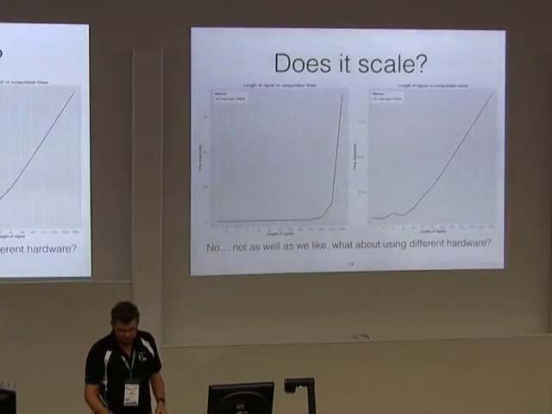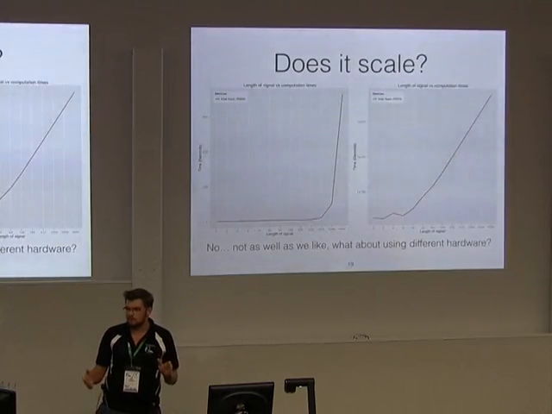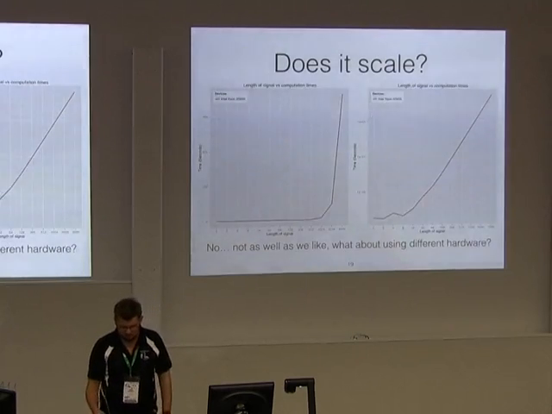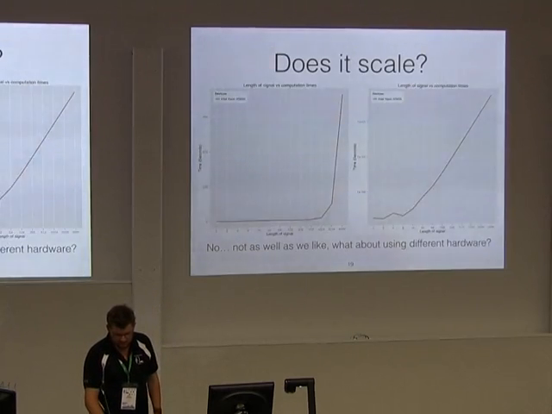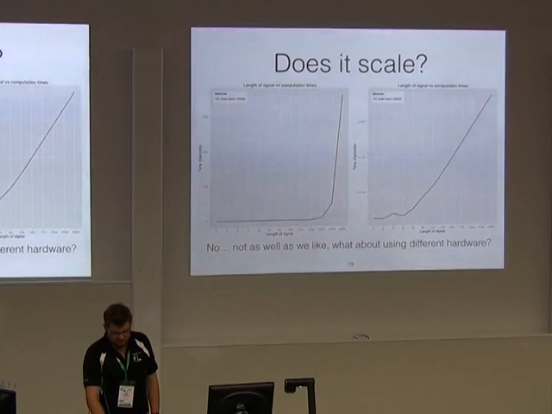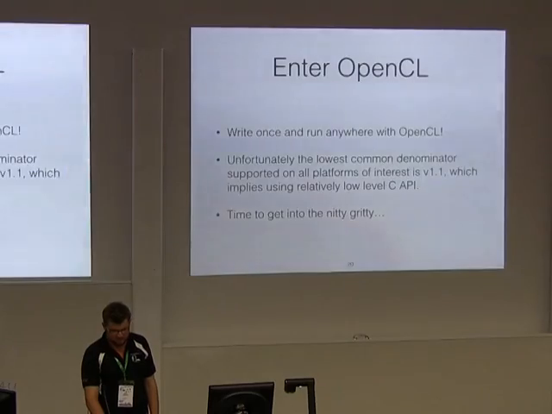But does it scale for bigger data sizes? Because we really want to get up to 2 to the 13 sort of ballpark, and not really. It can do 1,024 grid points pretty quick. But what about using different hardware? We can try to make this faster using different hardware.